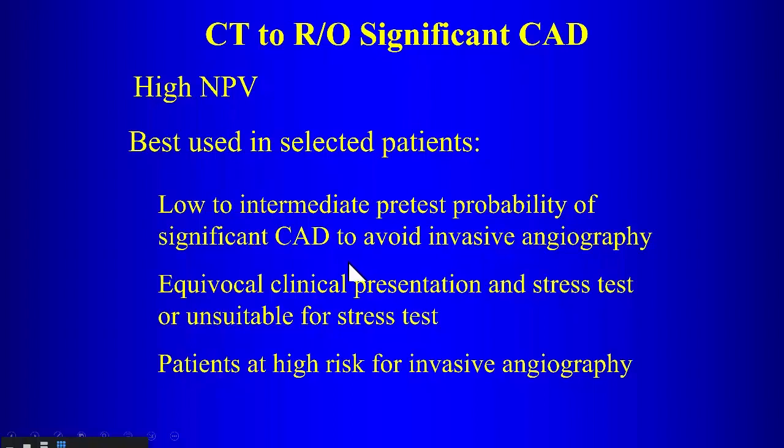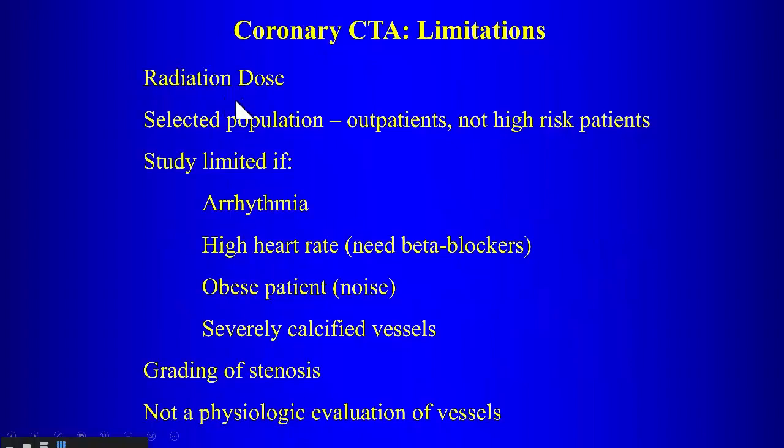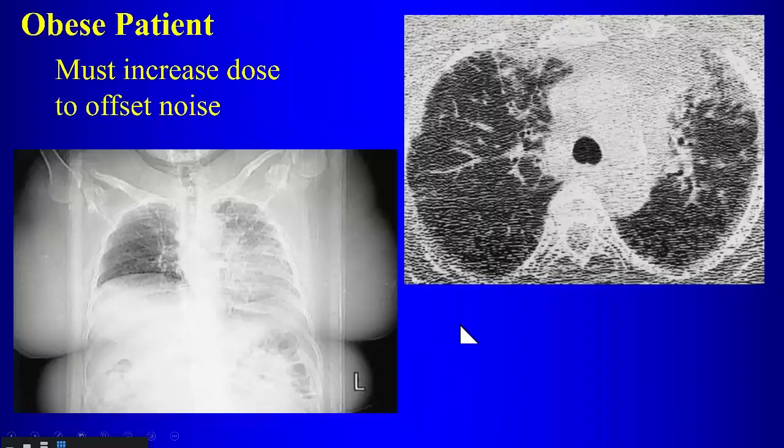If we can say there's no significant stenosis with CT, then that patient does not need to go on to any other kind of workup, especially invasive workup. So you can also use it in patients at high risk for invasive angiography. So the limitations, we talked a little bit about the radiation dose already. Selected populations, if you have a patient who's unstable, you can't do a cardiac CT in that patient. They can do invasive angiography on unstable patients, but we can't do CT in those patients. And then we have limitations of arrhythmia, high heart rates, noise with obese patients, severely calcified vessels, grading of stenosis, and it's not a physiologic evaluation of the blood vessels.